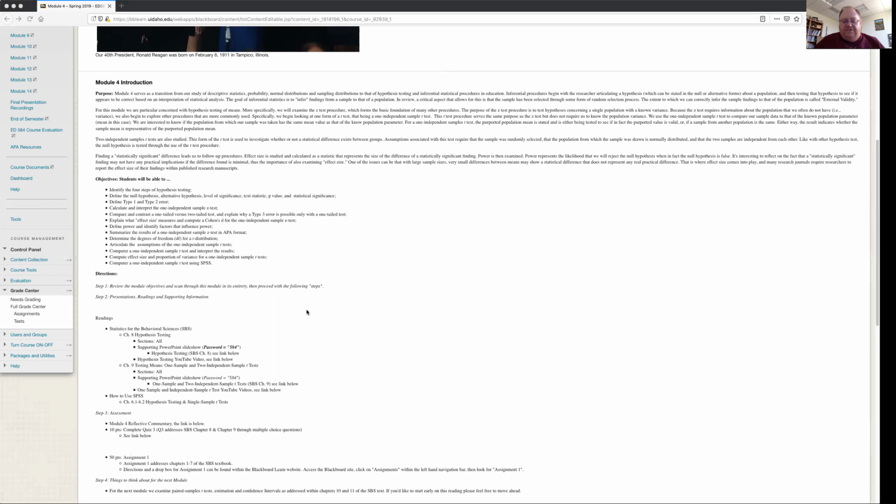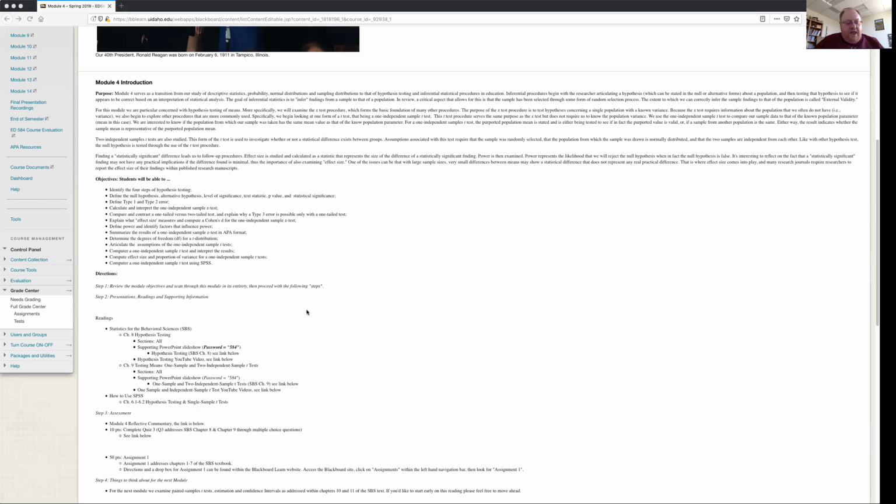Like with other hypothesis tests, the null hypothesis is tested through the use of the t-test procedure. Finding a statistically significant difference leads us to follow-up procedures. Effect size is studied and calculated as a statistic that represents the size of the difference of a statistically significant finding. Power is then examined. Power represents the likelihood that we will reject the null hypothesis when in fact the null hypothesis is false.